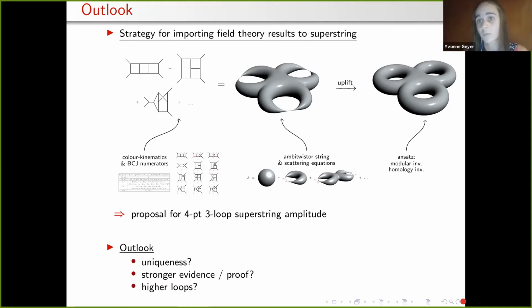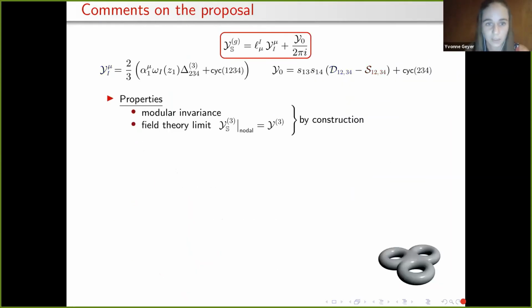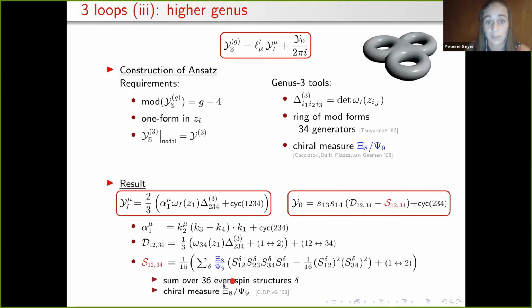Okay, so note that we've only made statements about field theory and consistency here. So we haven't actually attempted any superstring calculation. The superstring calculations are prohibitively difficult. Let me just remind you, I think I had this on one of the slides, there's a sum over 36 even spin structures. These are just the even spin structures in the RNS.